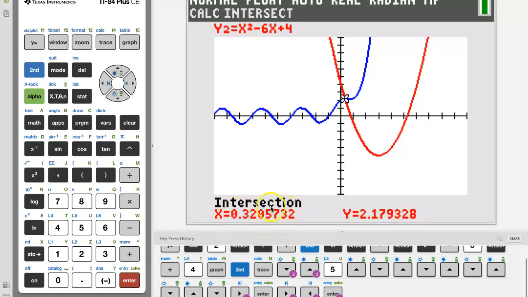And now I can see the exact value of that intersection. So the answer is 0.321. In calc, you round to 3 decimal places. Also, you can truncate. So 320 or 321 would be acceptable answers.